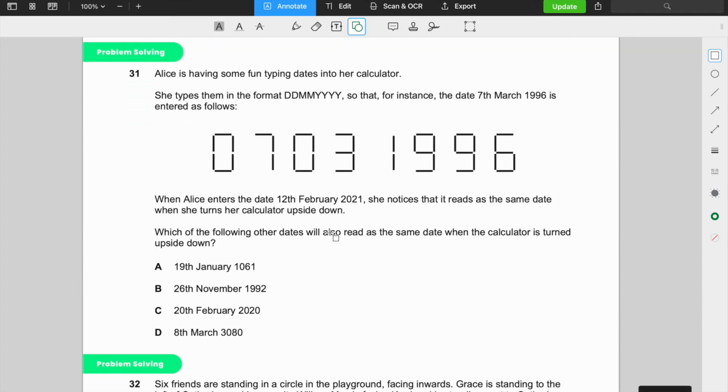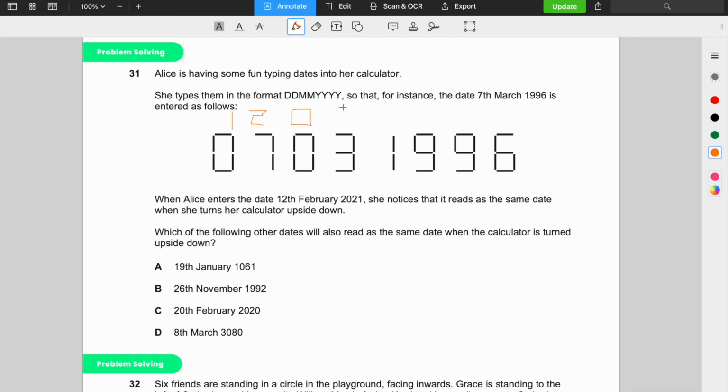Alright, Alice is having some fun typing dates into her calendar. She types them in the format DD, so day, month, year. Okay, so 7th of March 1996. When she enters the date 12 February 2021, she notices it reads the same date when she turns it upside down. Okay, so I think you guys know what 12th of February would look like. It would just look like that.